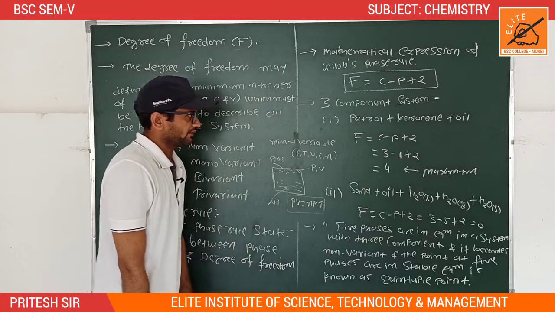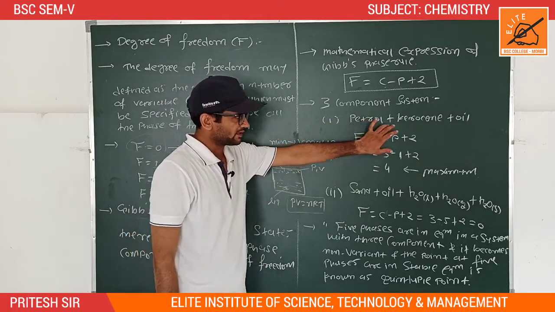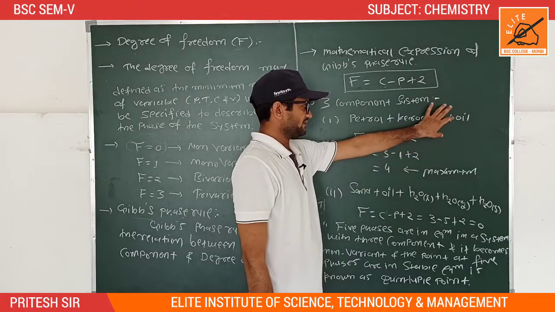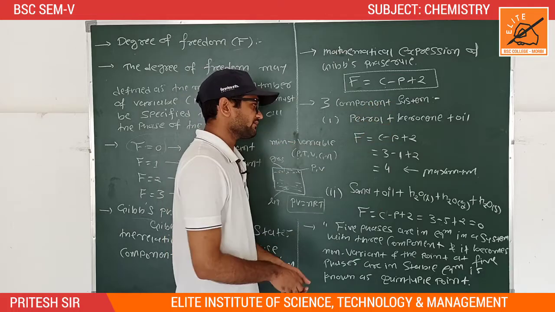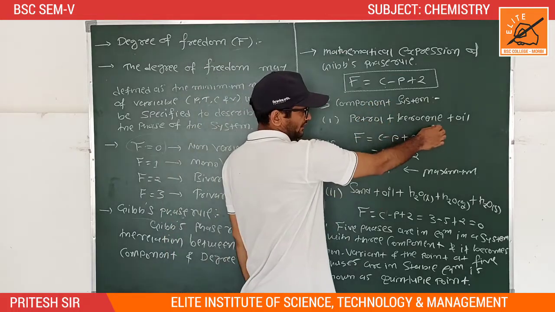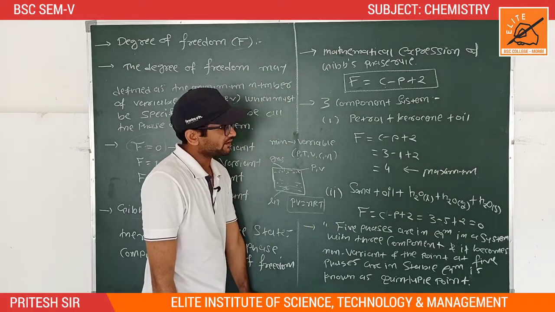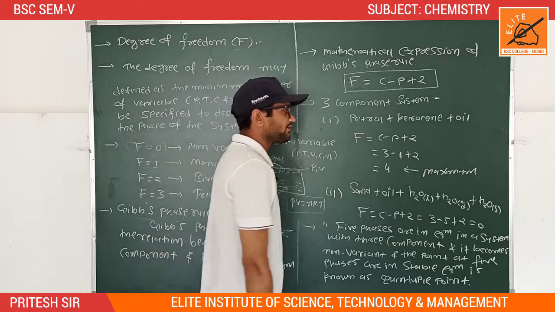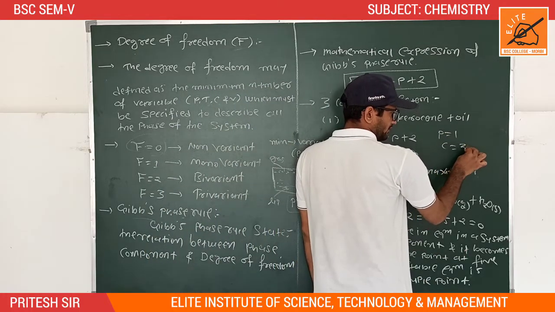Suppose I have a 3 component system, that is petrol plus kerosene plus oil. Here 3 components are given. First one is petrol, second one is kerosene, and the last one is oil. And all are mixed together, which means it forms a homogeneous system. So the value of phase P is equal to 1 and the number of components is equal to 3.